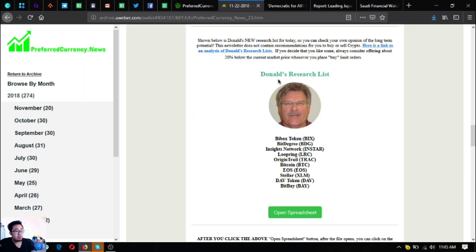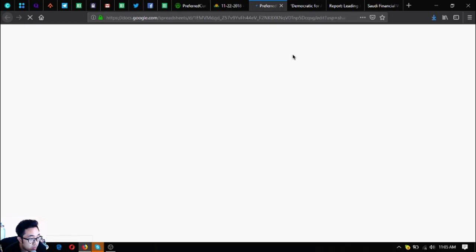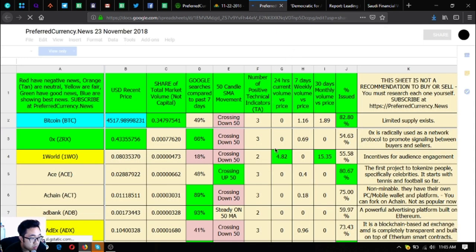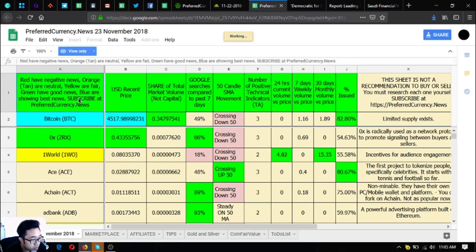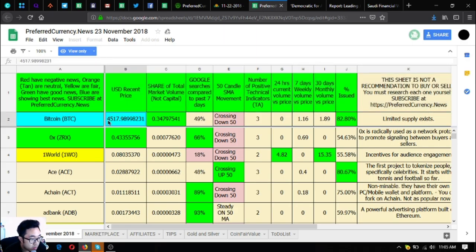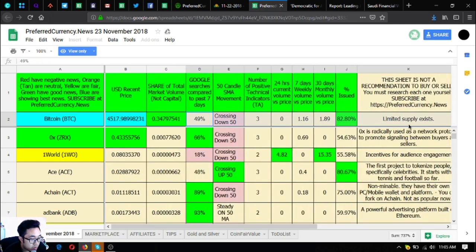So this one is the update on Don the Guru's research list. So Don the Guru is the publisher of this newsletter. So the top coins for today are VBOX token, BitDegree, Insights Network, Loopring, Origin Trail, Bitcoin, EOS, Teller, Davcoin, and BitPay. So once you click this open spreadsheet, you will be redirected to this Google Sheet. And as you can see, or as stated in cell A1, the blue ones are showing the best news. So the blue ones are the best ones that should be included in your portfolio or in your research list for today. So the ones to the right are technical analysis information, and these are all very, very useful stuffs.